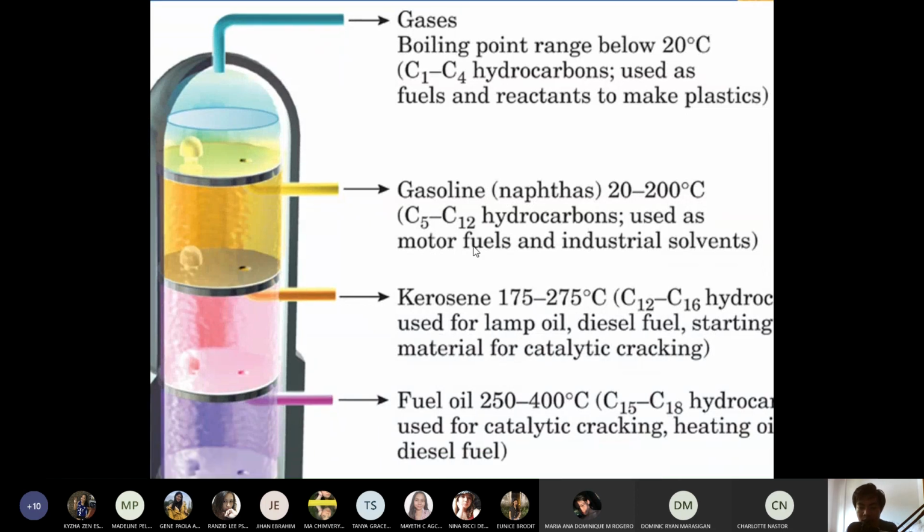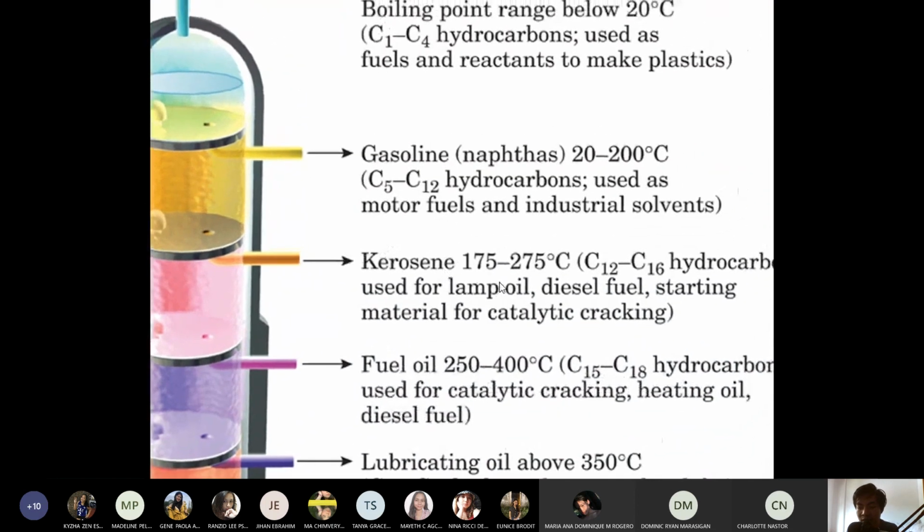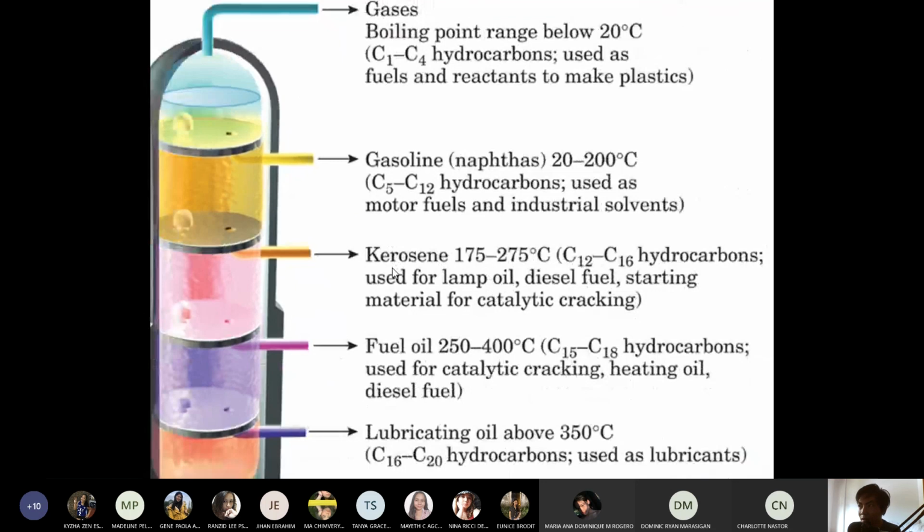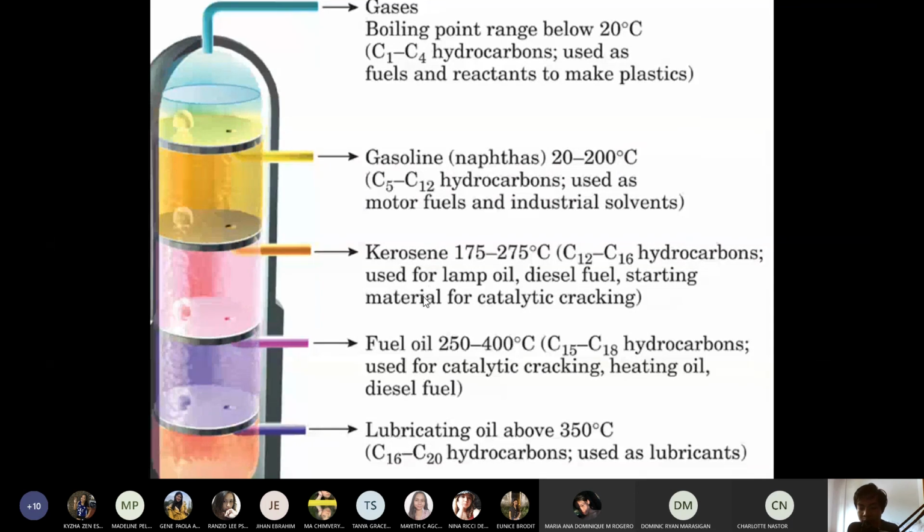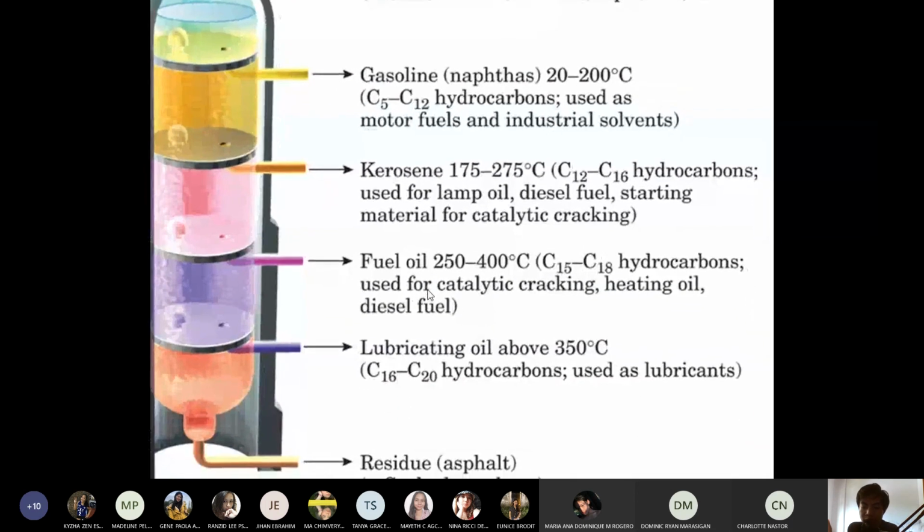Then taasan mo pa yung temperature, you will get your kerosene. So saan ginagamit yung kerosene? Sa mga malalaking sasakyan, no? Mga truck, mga diesel fuel, etc. etc. Sa lampara, no? Then taasan mo pa yung temperature, you will have your bigger number of carbon atoms sa yung alkanes, no? So saan sila ginagamit? Sa fuel oil. Ito yung mga pag nag-change oil ka, yung oil, engine oil.